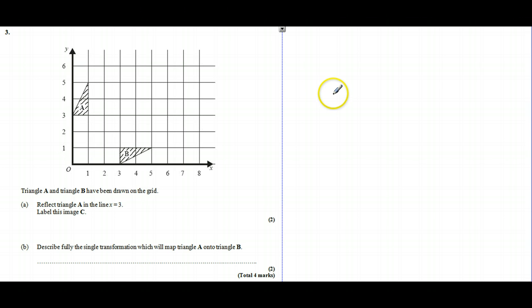Hi there, this is a GCSE Mathematics transformations question, and we've got a reflection, and then we've also got to try and find a single transformation to get A onto B. So if we start with part A, reflect triangle A in the line x equals 3. The first thing we're going to need to do is identify the line x equals 3.